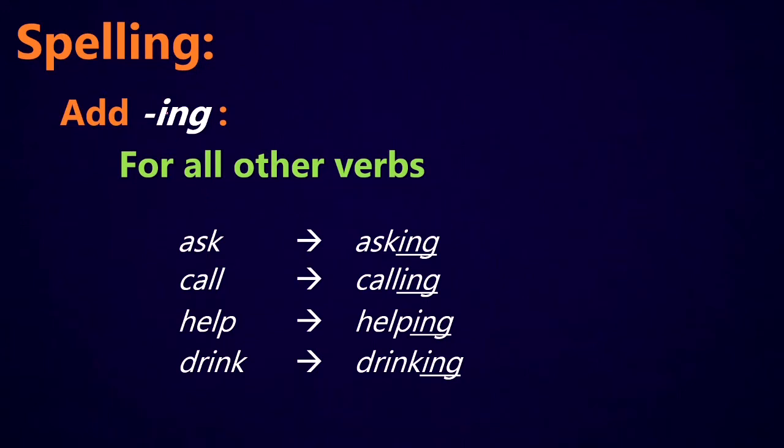And for all other verbs, we just add ing. So that was just a kind of a short review of the ing spellings. Now let's get back to the past progressive. So how and why do we use the past progressive?